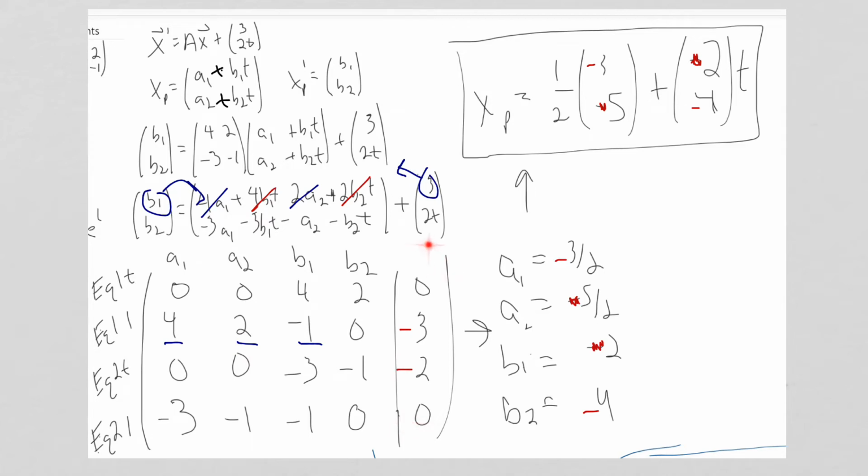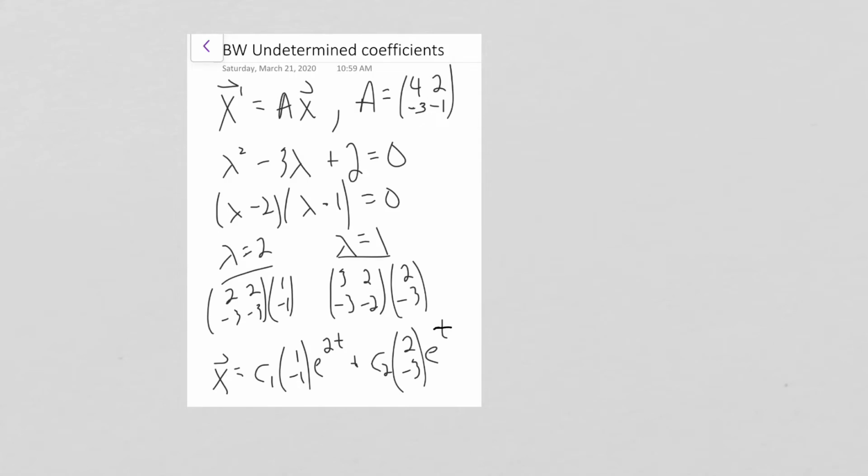I leave this on the right side. I do RREF, reduced row echelon form, on this matrix. And I get these entries: a negative, and then this one's positive, positive, negative. Then I get this for my XP. So the solution to this would be X equals XC plus XP, where XC is this right here.